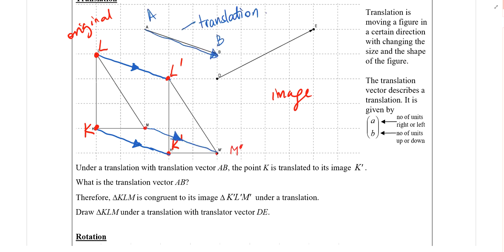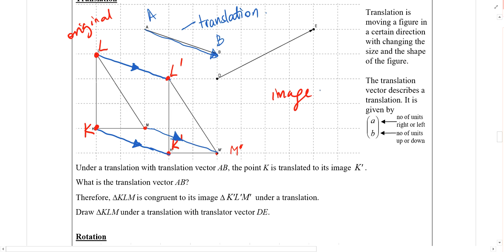Every single point is translated 3 units to the right, 1 unit down. Can you see that? In the blue arrow, including what Hui Song drew for us. Every point, 3 units to the right, 1 unit down. So this is the transformation known as translation. From the original to the image.